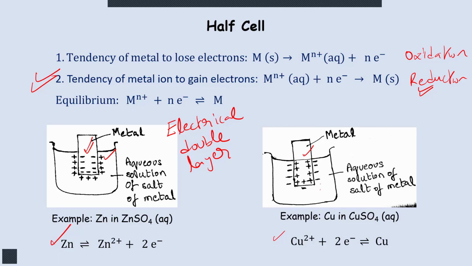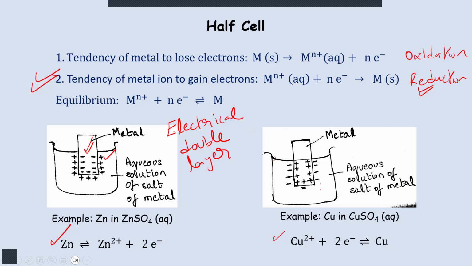So by the time equilibrium is reached, there will be a net positive charge on the surface of the metal rod. The positive charges on the surface of the metal rod will attract negative ions in the solution, giving rise to an electrical double layer. So there's a layer of positive charges on the surface of the metal rod and a layer of negative charges in the solution close to the surface of the metal rod. So again, an electrical double layer is formed.